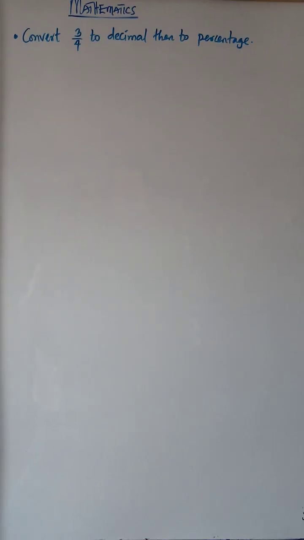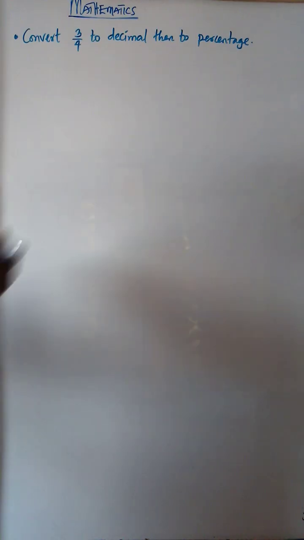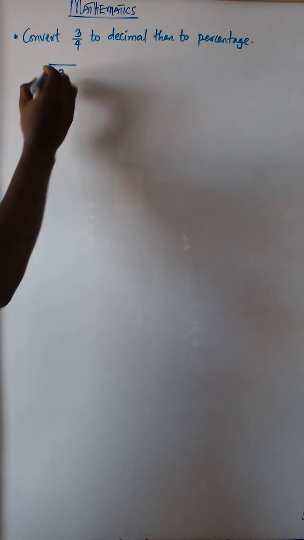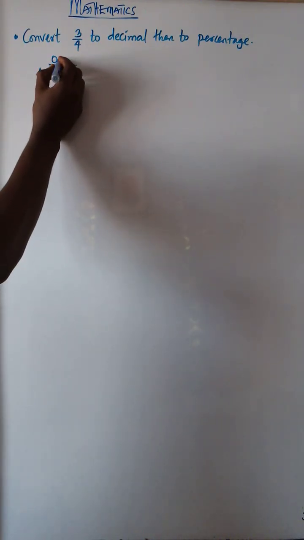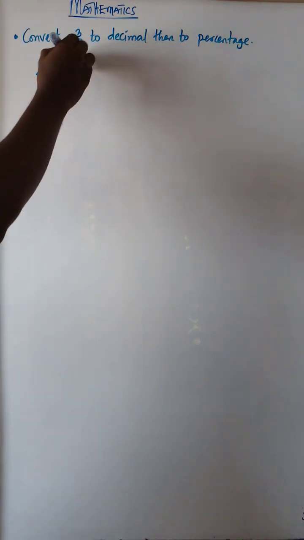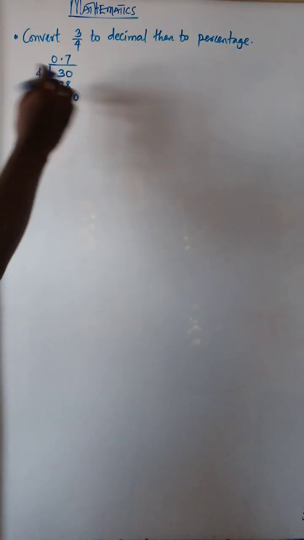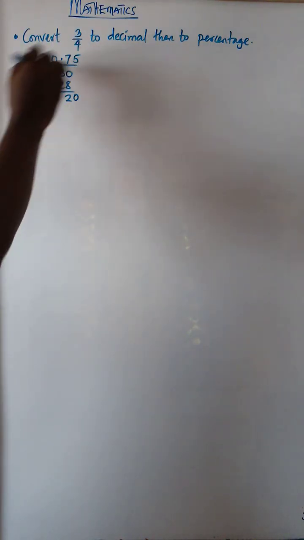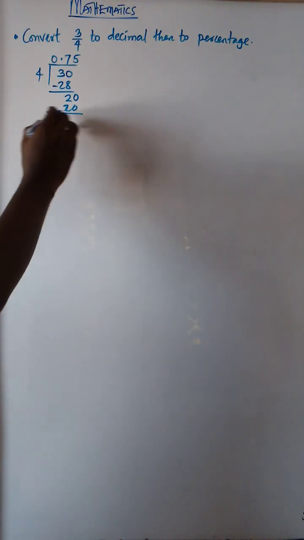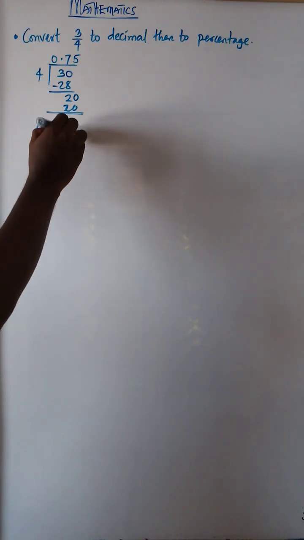So look at this question. Convert 3 over 4 to decimal, then to percentage. So let's do that. What will be inside? The numerator, which is what? 3. Outside, 4. 4 in 3, impossible. Put 0 here. 4 in 30, that should be 7. 7 times 4, 28. Subtract, we get 2. Then put 0 again. 4 in 20, 5. 5 times 4, 20. And that's the end. So it means 3 over 4 equals 0.75.